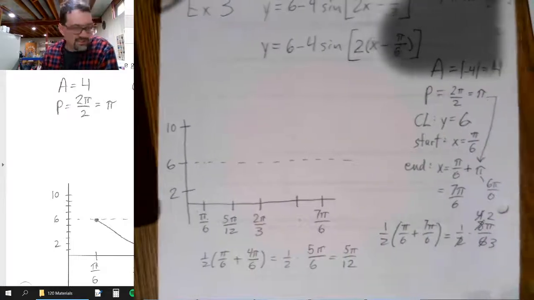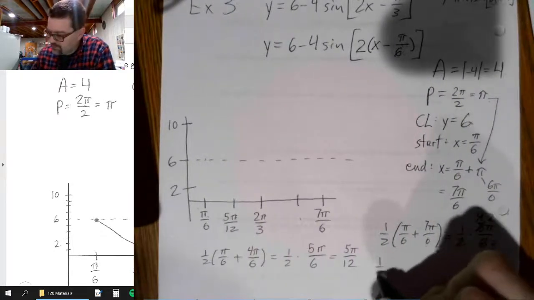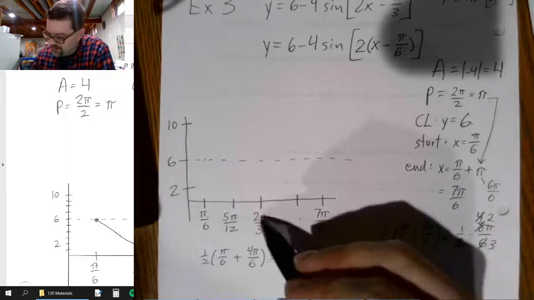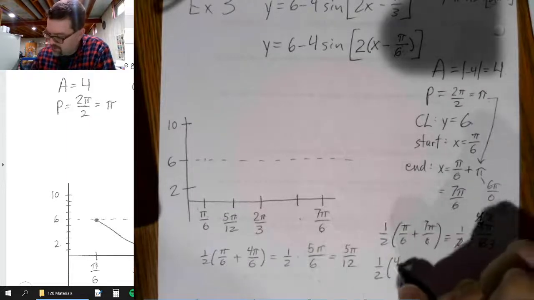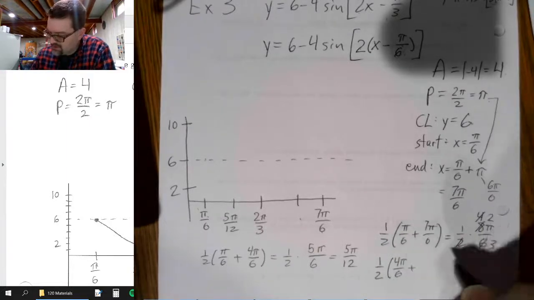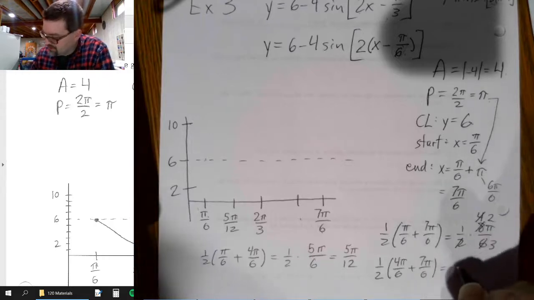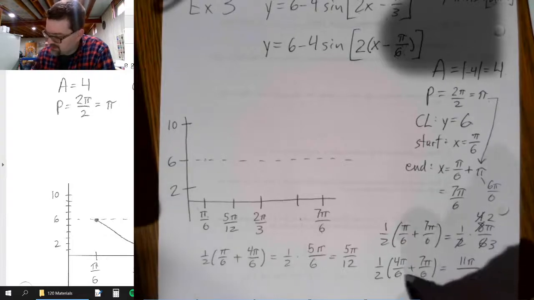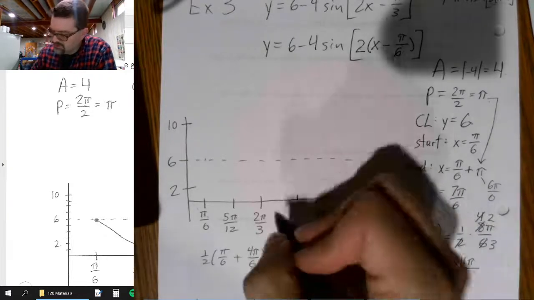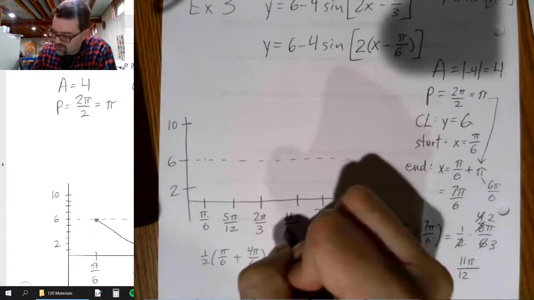And the last one, 1/2. Now again, 2 pi over 3 is 4 pi over 6 for that same denominator. 7 pi over 6. So we get a total of 11 pi's. And we'll have a 6 on bottom times 2, so 12 again. So 11 pi over 12.